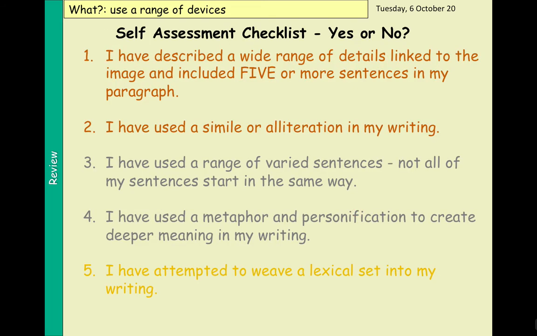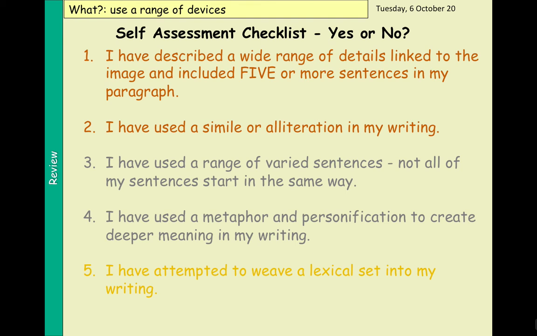Okay, so well done for writing your paragraphs. Hopefully you were able to get them done. I just want you to look back over what you've written, and we're going to go through a checklist in terms of devices and the detail that you've included. So just write a yes or a no for each statement. Number 1, I have described a wide range of details linked to the image and included 5 or more sentences in my paragraph. So like I said last lesson, if you have main paragraphs that are less than 5 sentences, you're going to really struggle to show the examiners that you can be detailed and develop aspects of the scene that you've chosen to describe.